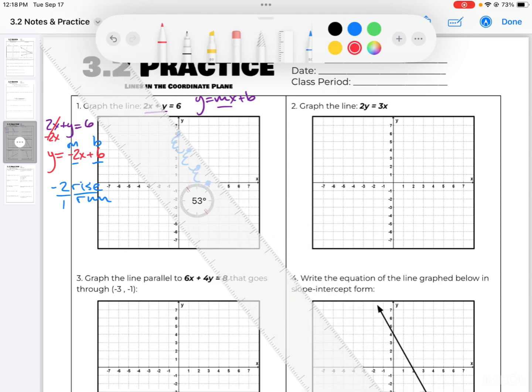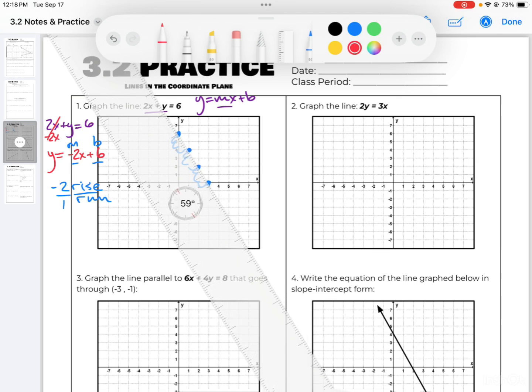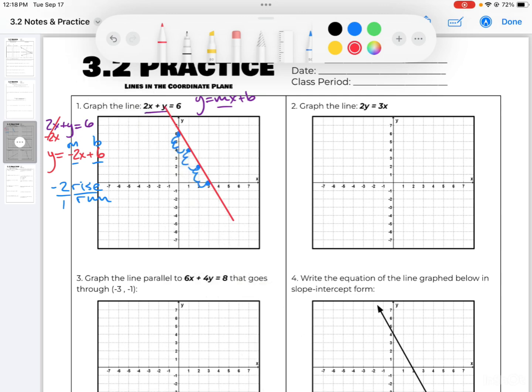And let me see if I can get my ruler lined up. Go ahead and mark my line right there. All right, not perfect, but it's okay. So that's how that first one would work out, going from standard form to slope-intercept form and graphing the equation, or graphing the line of the equation.